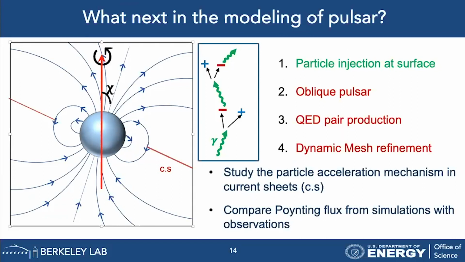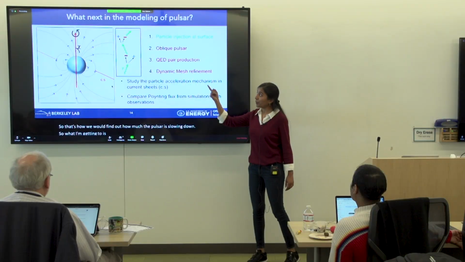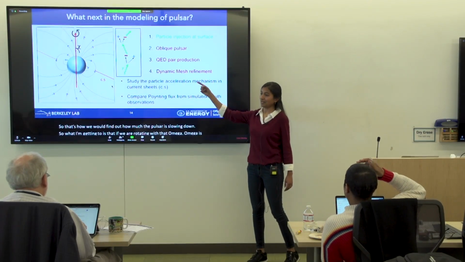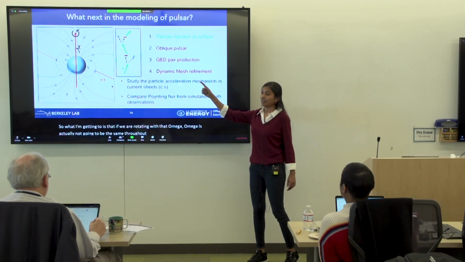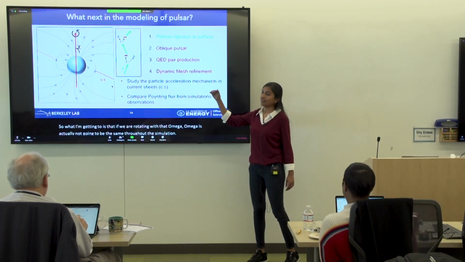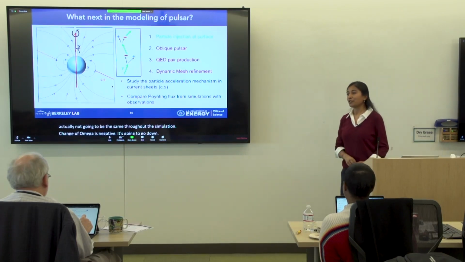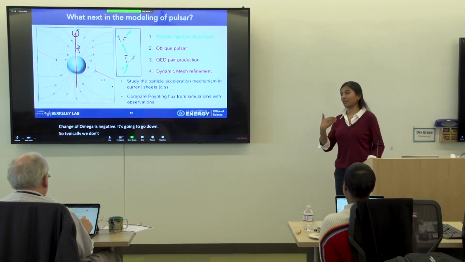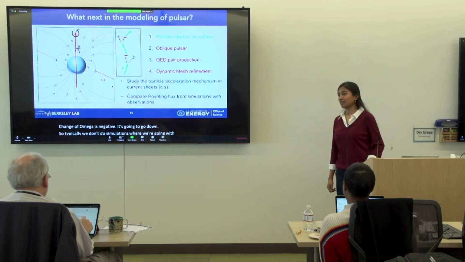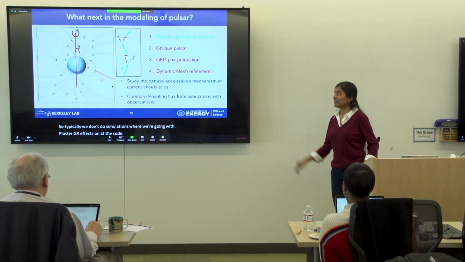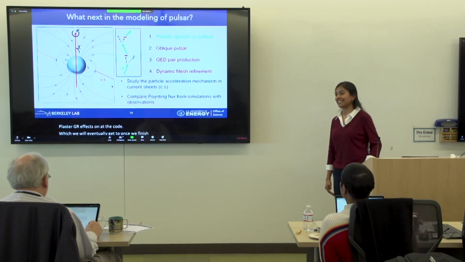So what I'm getting to is that omega is actually not going to be the same throughout the simulation. The rate of change of omega is negative, it's going to go down. So typically we don't do simulations like that for a pulsar. Plus there are GR effects at the pole, which we will eventually get to once we've finished those four steps.